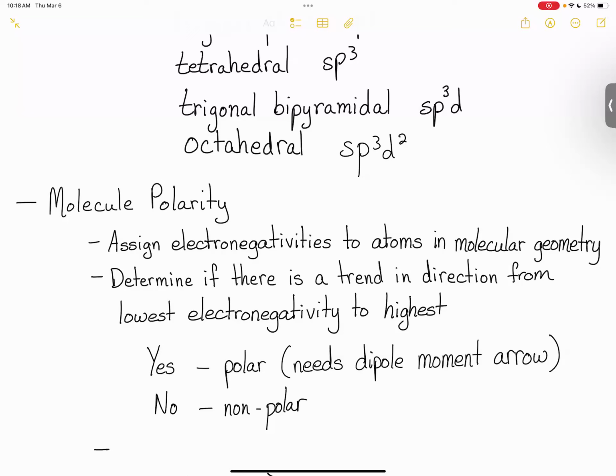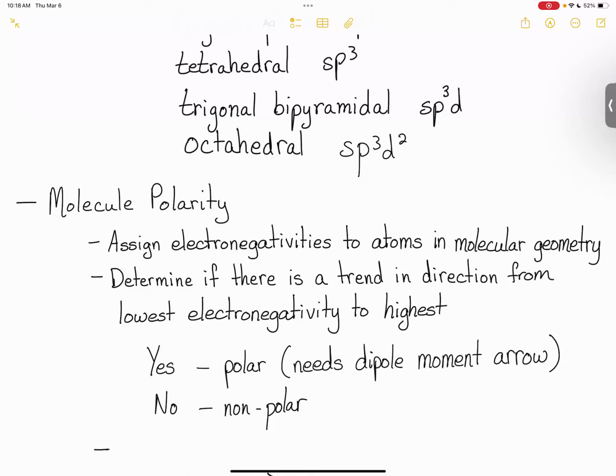Once you draw your molecule with the correct shape, then you can determine whether the molecule is polar or non-polar. The simplest way, basically, folks, this gets into vectors, and I'm not going to get into vectors. But the simplest way to determine whether a molecule is polar or not is to assign the electronegativities of the atoms. That is the periodic table I gave you.